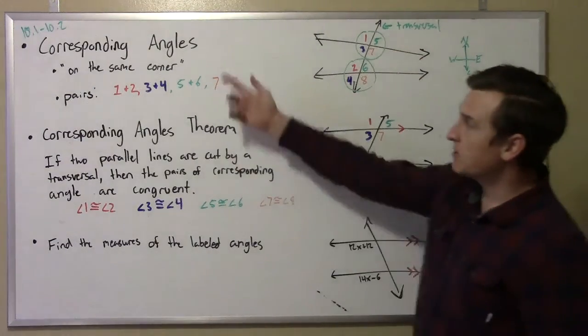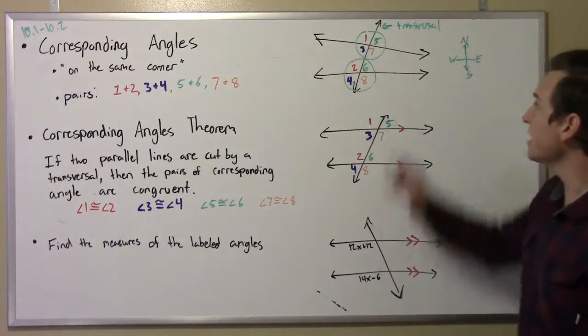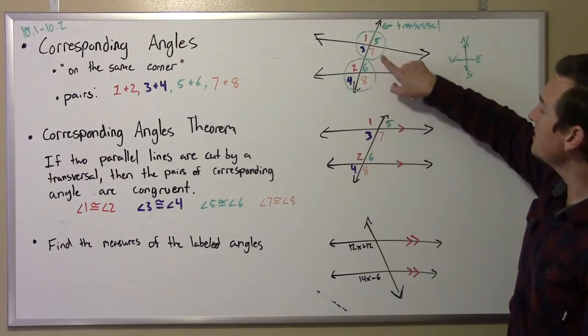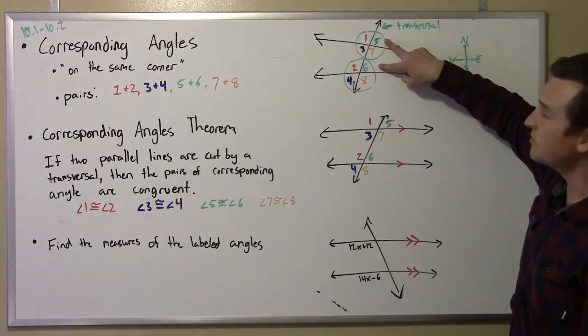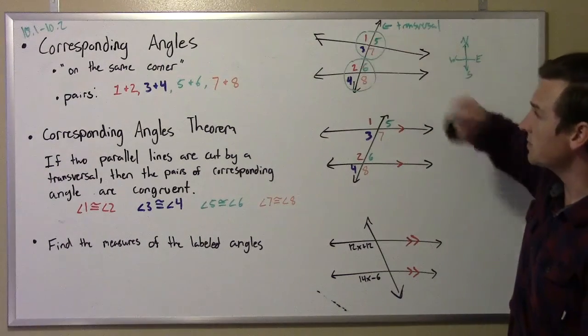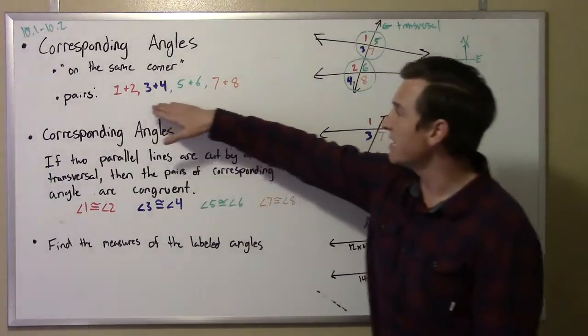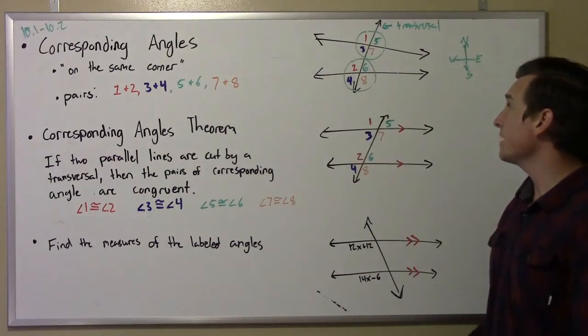Again, the way I remember corresponding angles is that they're on the same corner. So you've got 2 intersections. These are both on the southeast corner. These are both on the northeast corner, southwest corner, northwest corner. So those are corresponding angles, and those are the pairs there.